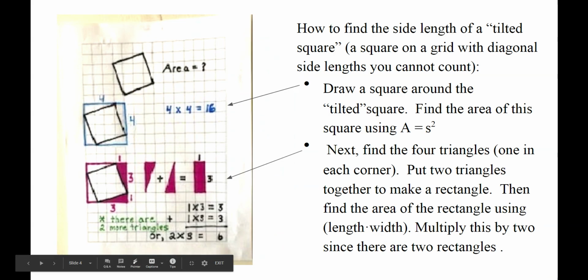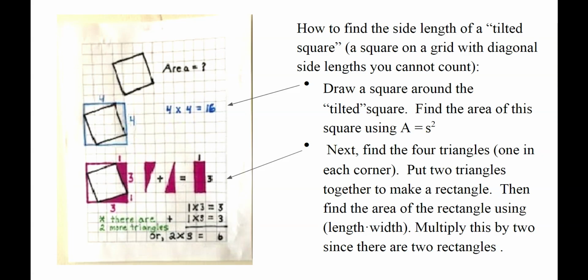Not all tilted squares are as easy to piece together. We can still use the grid and what we know about squares, rectangles, and triangles to find the exact area of the tilted square by following these steps. First, the blue square is drawn around the tilted square. The area of the blue square is found using the formula side length times itself, so 4 times 4 is 16.